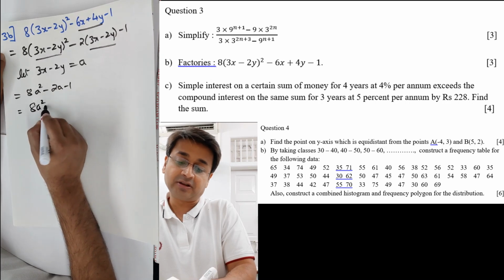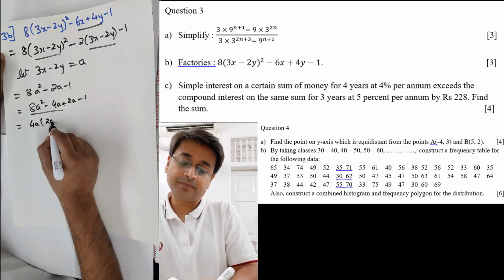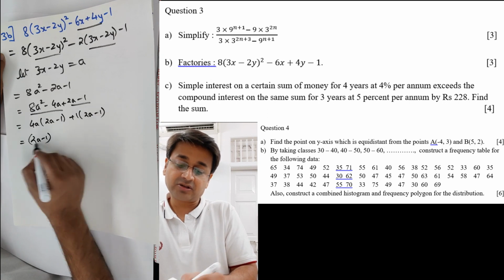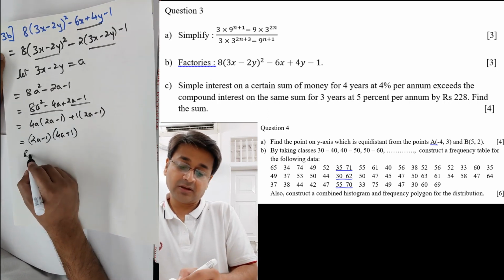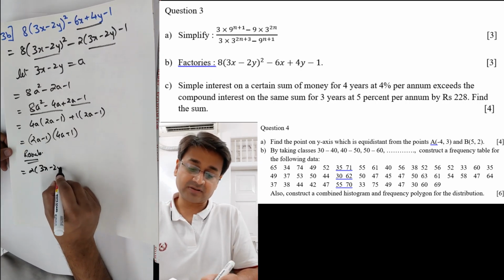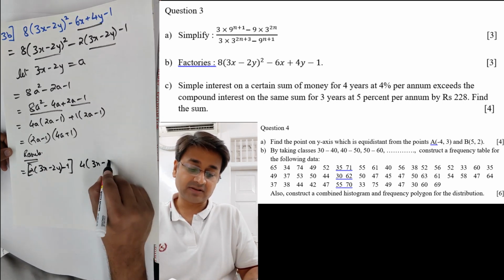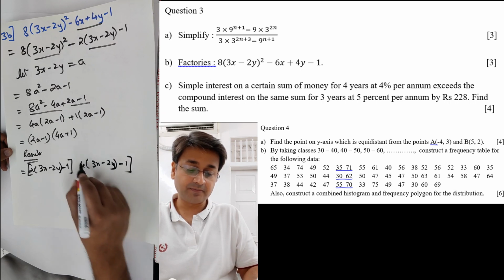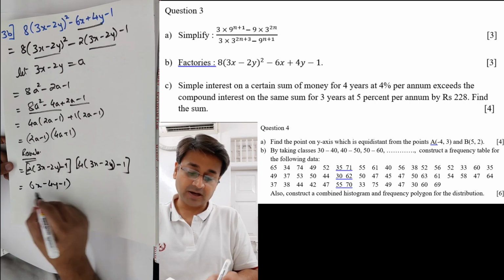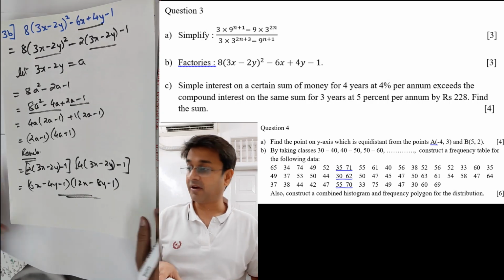So 8 ones are 8, splitting the middle term. 4 plus 2a minus 1. Pulling out common, so 4a 2a minus 1. Nothing, so plus 1 2a minus 1. So what I get is 2a minus 1 4a plus 1. Resubstitute. So 2 times a, which is 3x minus 2y in brackets minus 1. Likewise 4 times 3x minus 2y in brackets minus 1. So finally 3 2s are 6x, 2 2s are 4y minus 1, 12x minus 8y minus 1. That should be my final answer.